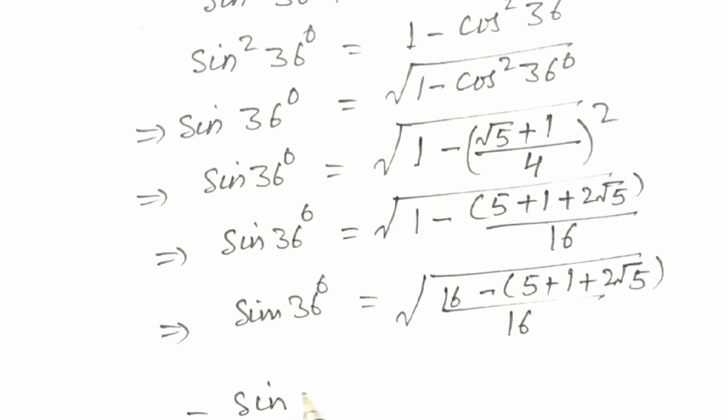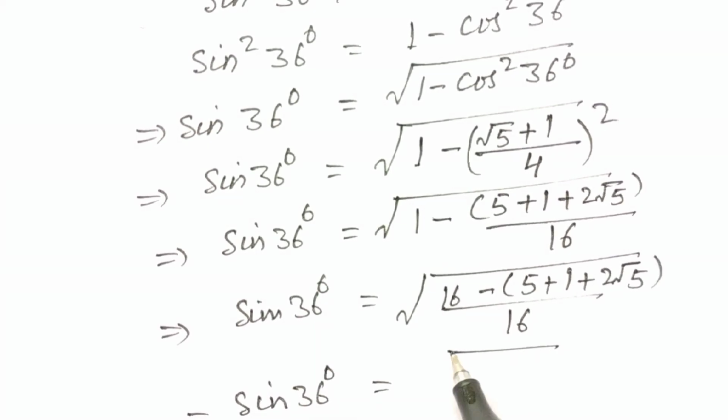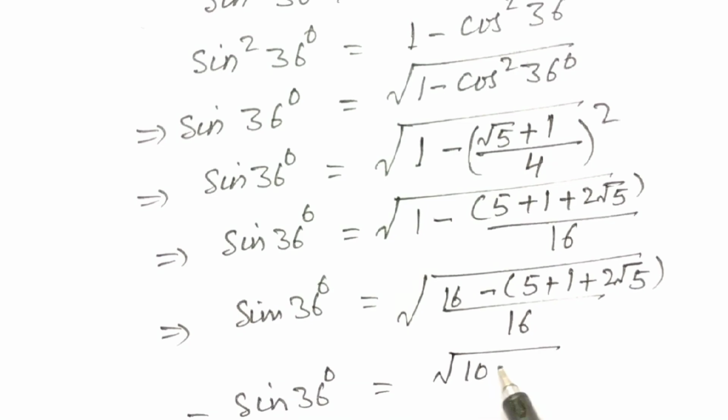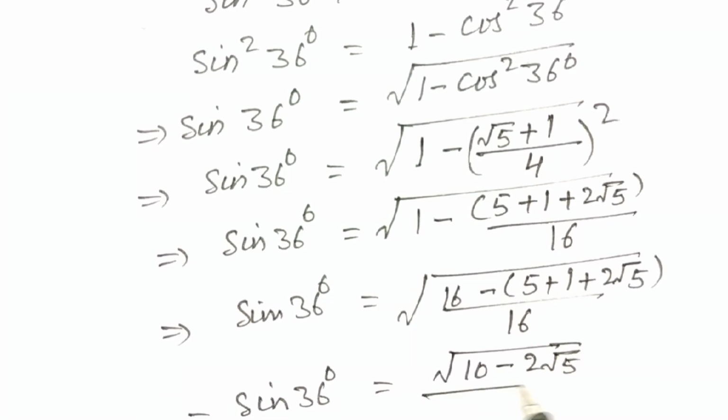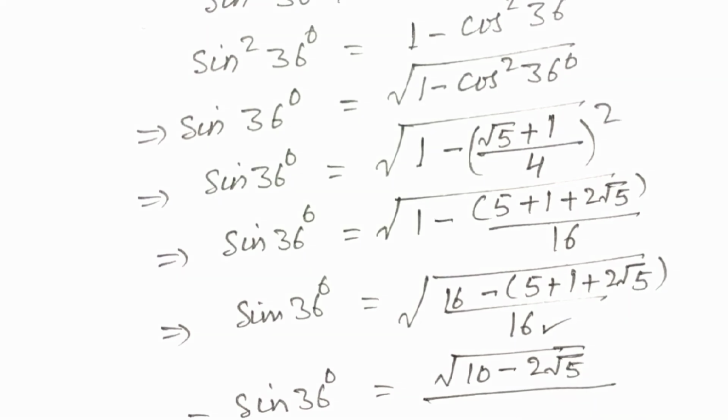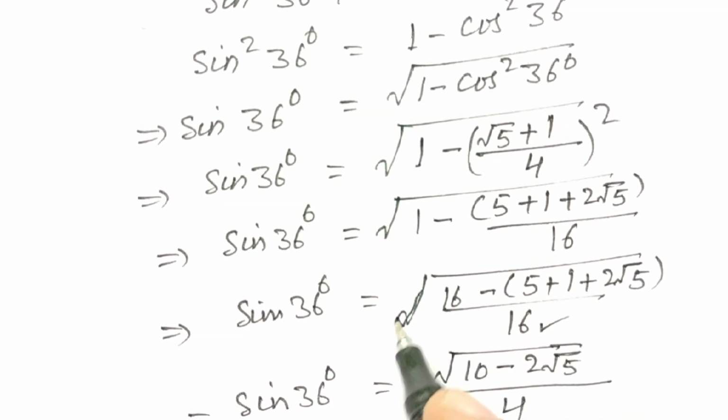So sin 36 degrees is equal to square root of 10 minus 2 square root of 5 over square root of 16, which is 4, right?